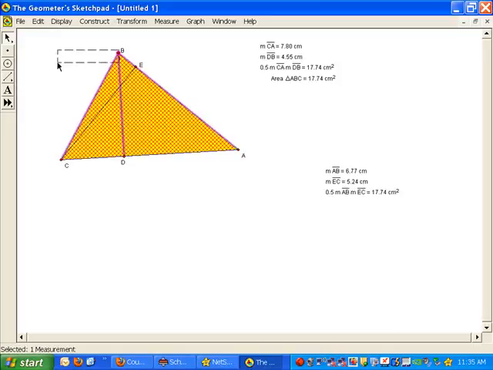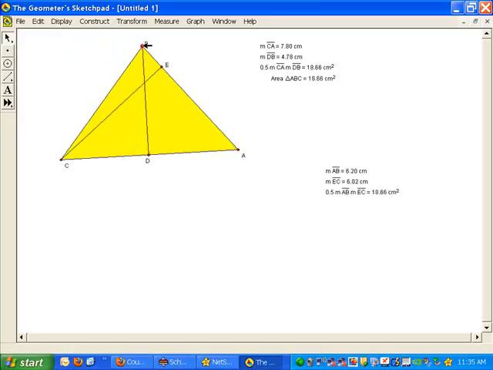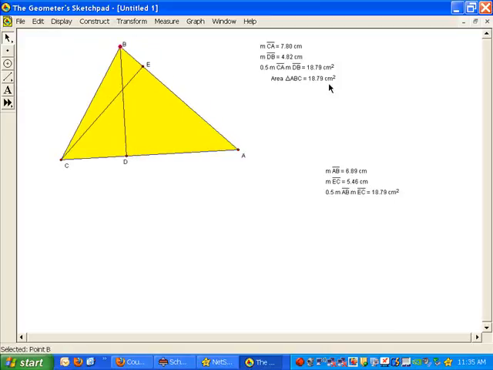Yes, and once again, wherever I happen to move these, everything stays relative and the areas will all be the same. Let's do the same thing one more time with the final base.